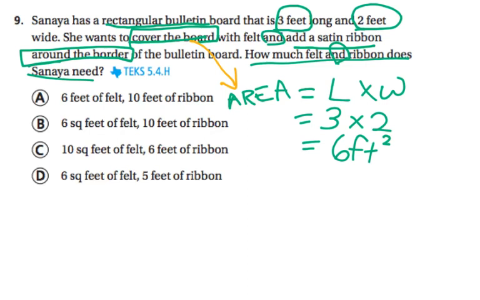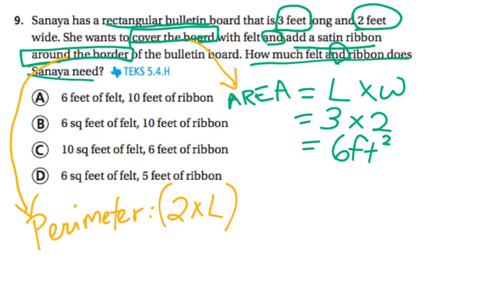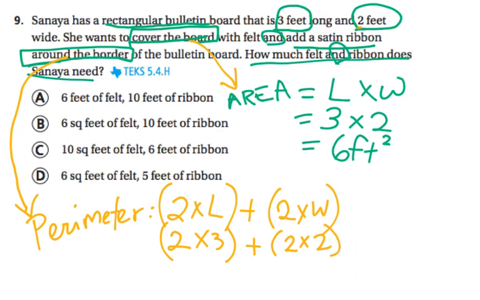Then it tells me that I'm looking at putting some ribbon around the border. I know that that is a perimeter situation. Putting anything around the border, around the edge, that's perimeter. So perimeter is found by multiplying 2 times the length plus 2 times the width. So let's plug in our numbers. That would be 2 times 3 plus 2 times 2, because my width is 2 feet. 6 plus 4 would equal 10 feet.